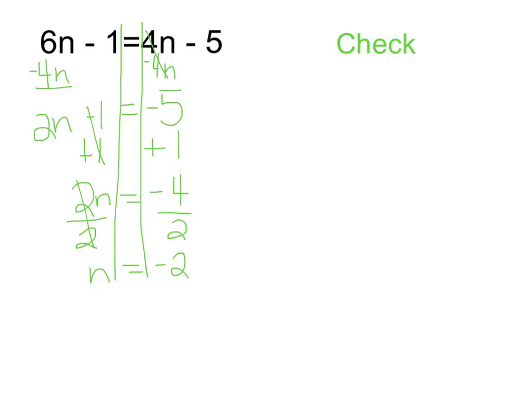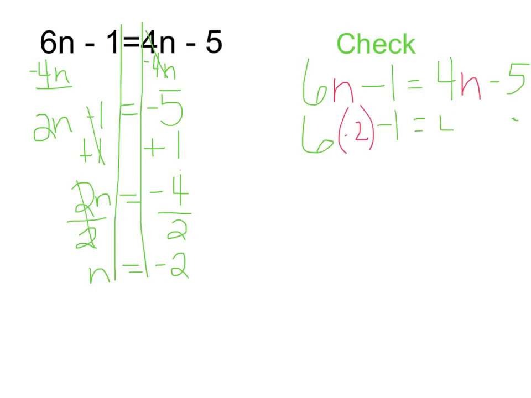So now we need to check our answer. Every time we see the letter n, we need to put negative 2, which is our answer. So I'm rewriting the original equation here. Now instead of writing n, I'm going to write negative 2. So 4 times negative 2 minus 5. So multiply first.